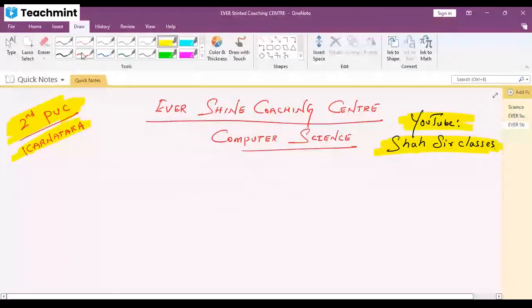My dear students, today I am going to start the crash course for class 12, that is second PUC Karnataka State Board, subject Computer Science. I welcome you all for today's session.